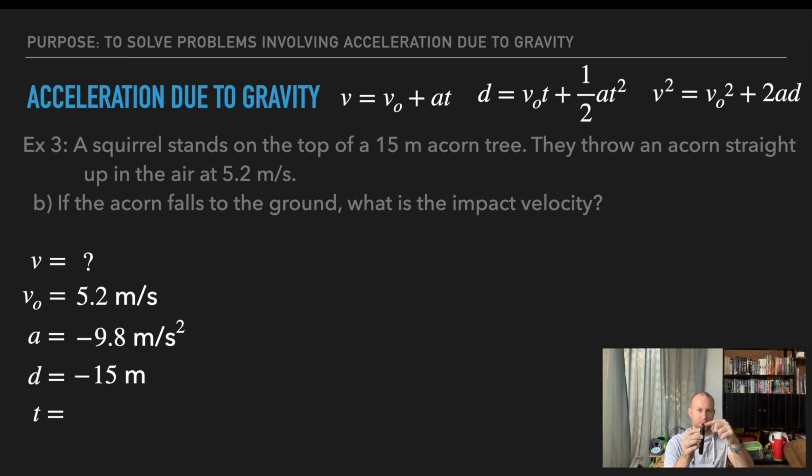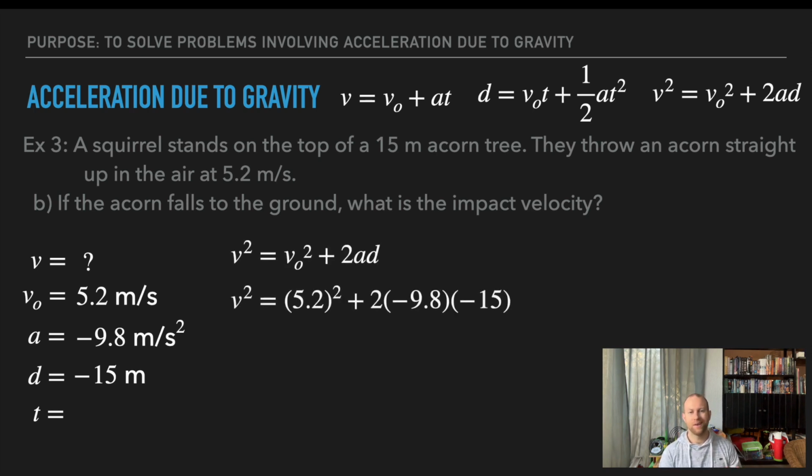So the acorn's at the top of the tree, it goes up, and then it falls to the ground. The difference between where it started and where it finishes is negative 15. It went down. We don't care about the up and down bit, just from where it started to where it finished. Take the equation that doesn't involve time, plug in our numbers. On the right side, we just plug all that in the calculator. We get this. Now we take the square root.